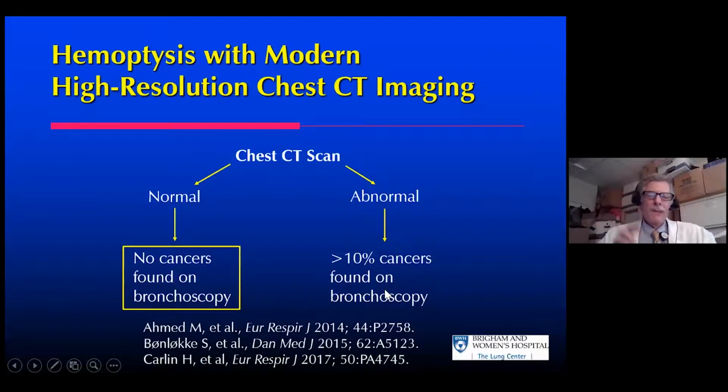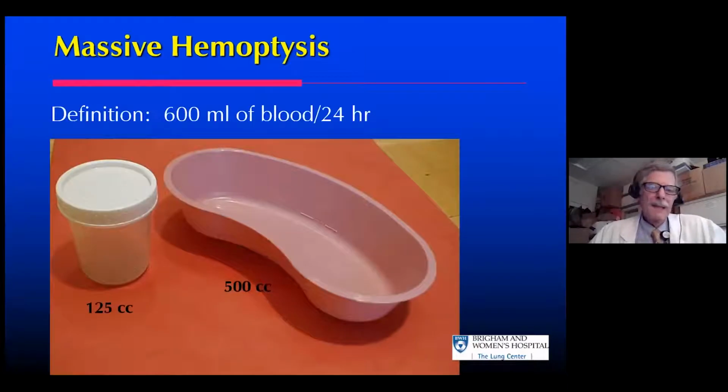Let's take just a minute to think about massive hemoptysis. That's defined as more than 600 milliliters of blood in just 24 hours. That's a lot of blood. This is that plastic emesis basin overflowing with blood. It's 4 of these or 5 of these specimen cups filled to the top of blood.